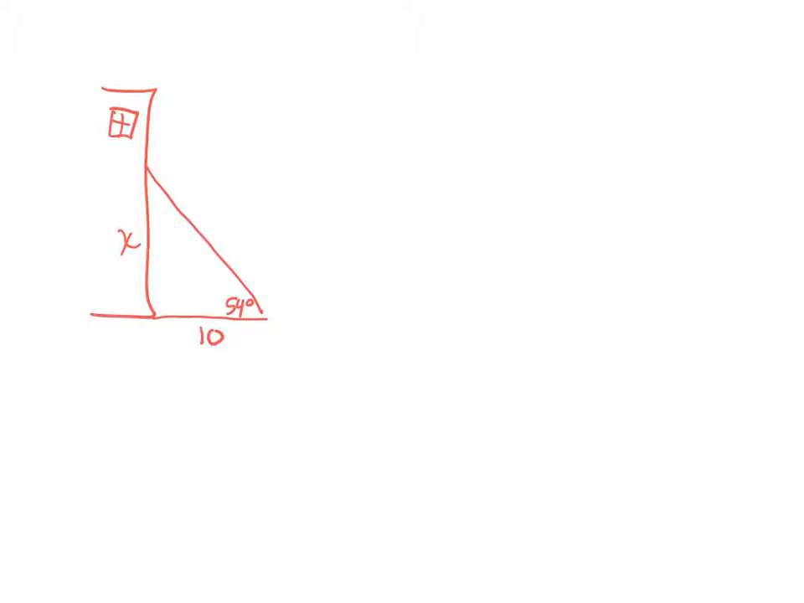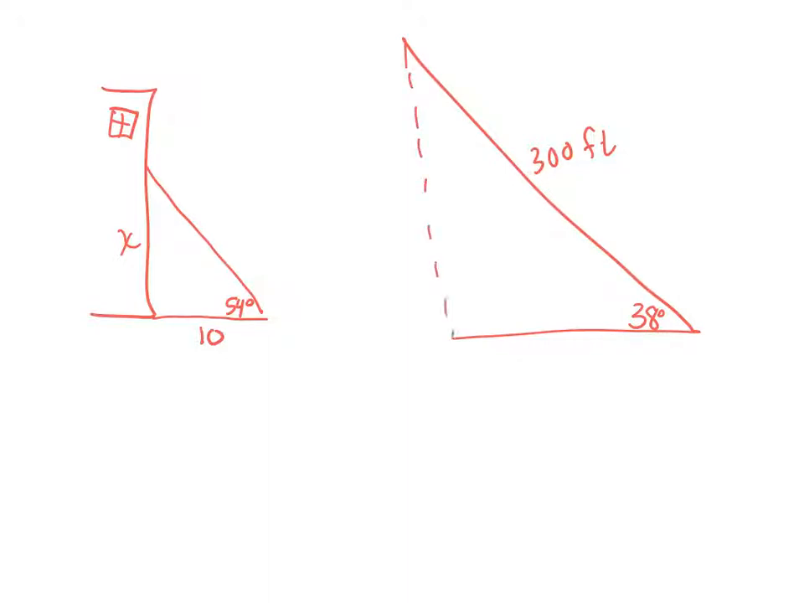If it says a boy is flying a kite and it forms a 38-degree angle with the, I think this is your first one, so I'm drawing it for you. 38 with the ground, and he lets out 300 feet of string. They want to know how high up is the kite. They want to know this side.